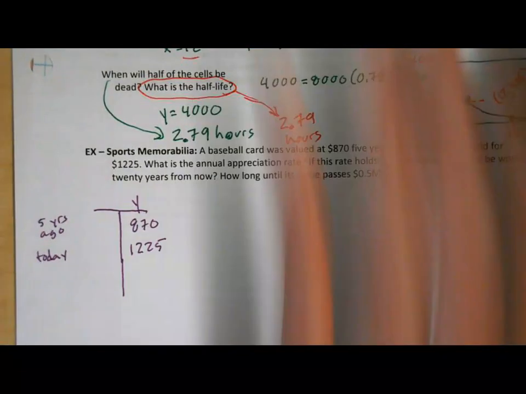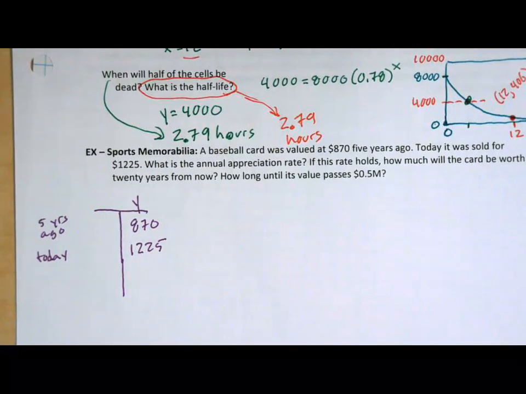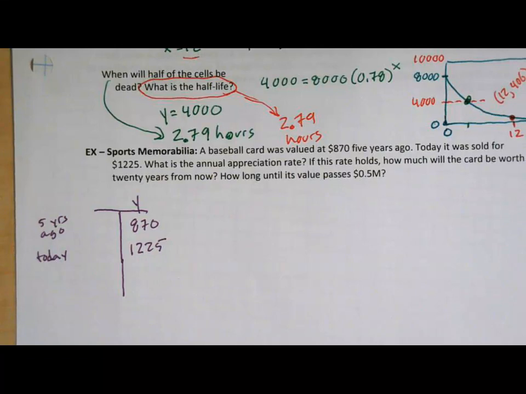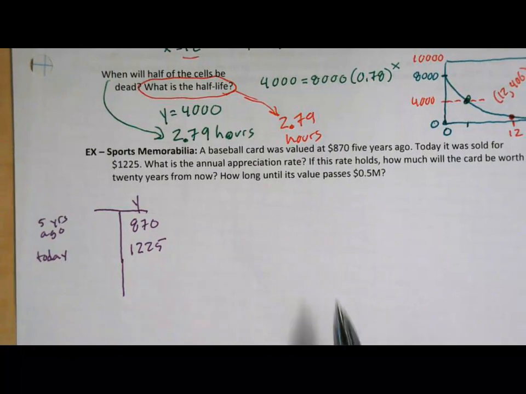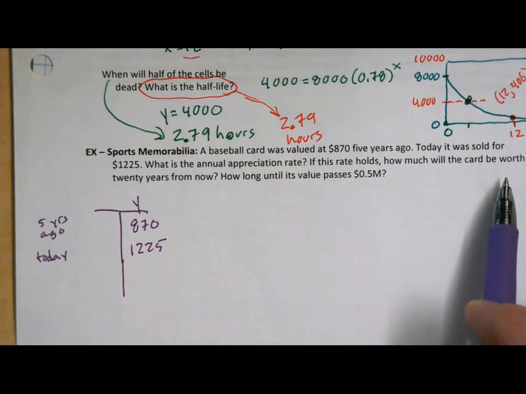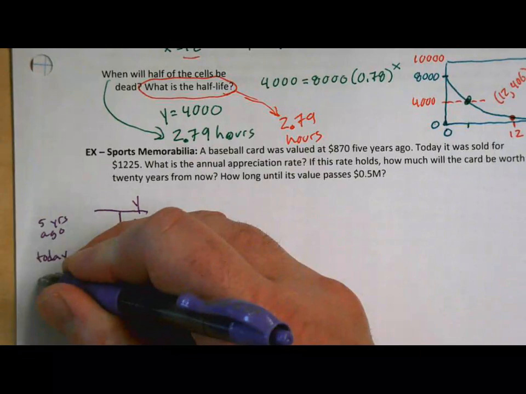The question is, first of all, what's the annual appreciation rate? Annual means every year. And appreciation, have you heard that before? It's like an increase, a percentage increase. Do you know what the opposite of appreciation is? Depreciation. So we have heard this before. Anybody going into accounting will deal with a lot of that stuff. They want to know if that rate holds, how much is the card going to be worth 20 years from now?